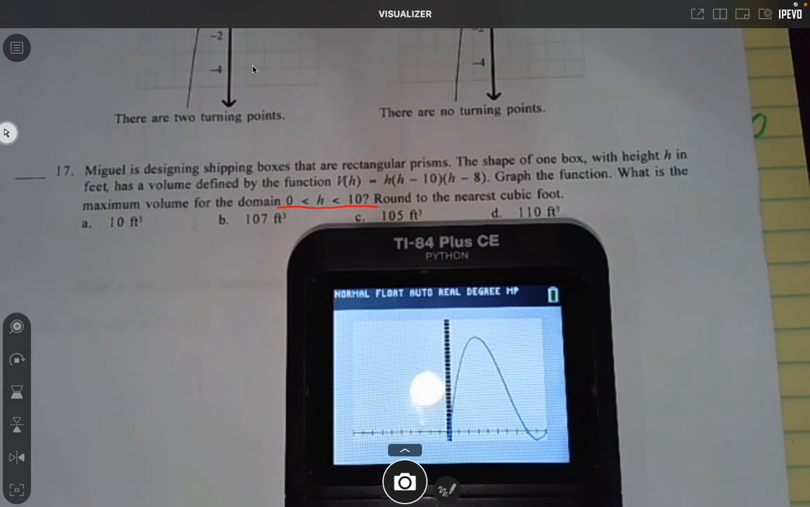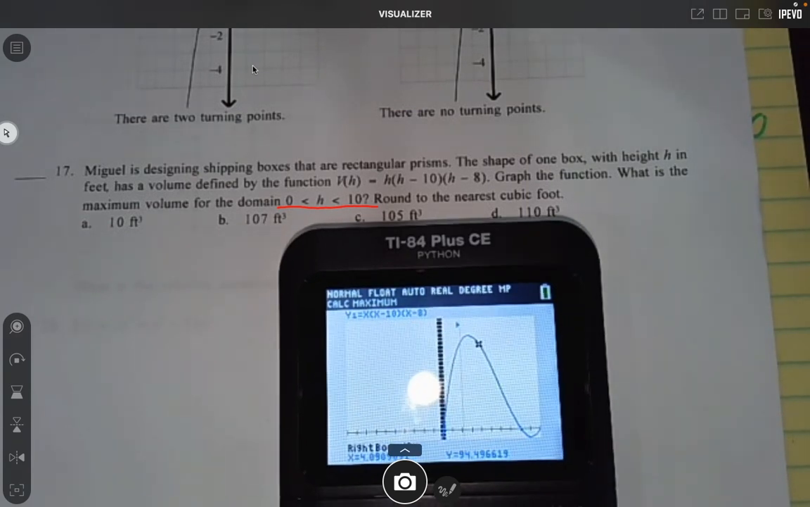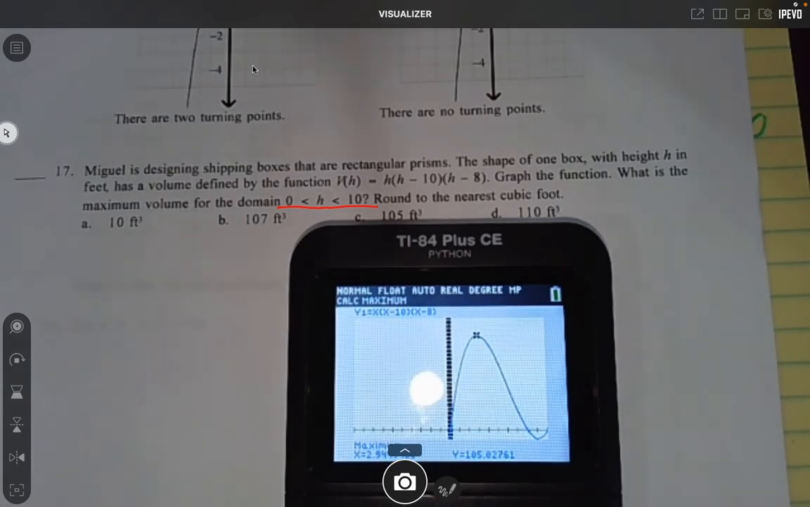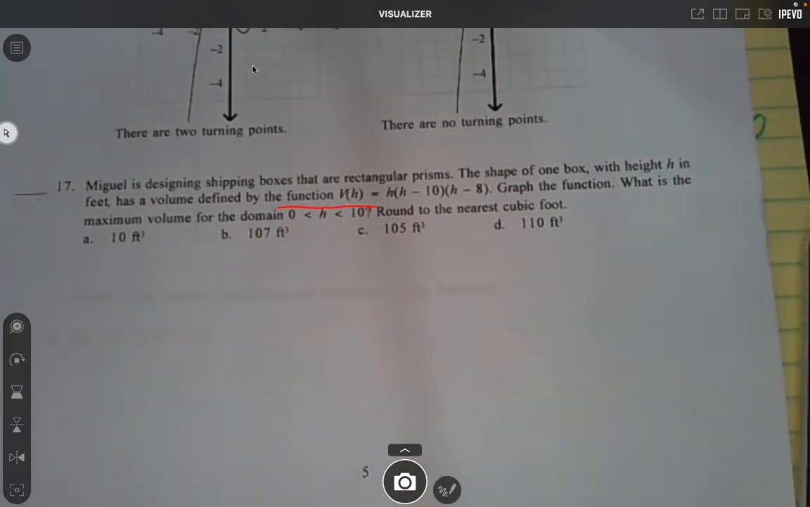Because look, and why am I looking for maximum? What is this word right here? What is the maximum volume? What are you trying to find? Maximum. So I will press, what do I press? Second trace, number 4. And this is like the last chapter. You go to the left of it and press enter. Go to the right of it, by the max, the top part. And then go back to it, the tip top part. And what is the maximum? It looks like it's 105. So that is C. Any questions on number 17? We're good with that part. So that one you'll have to change your window.